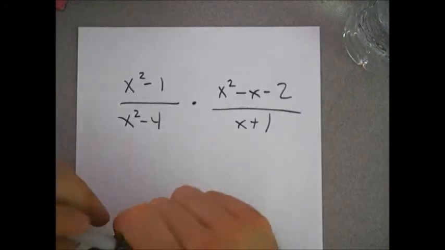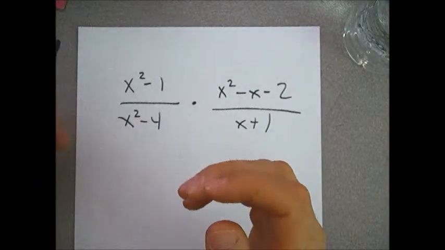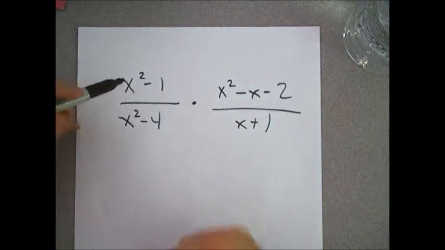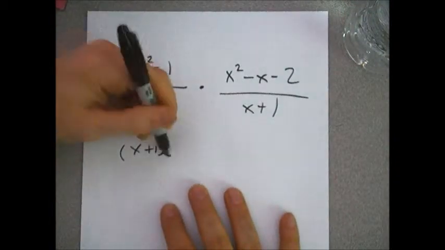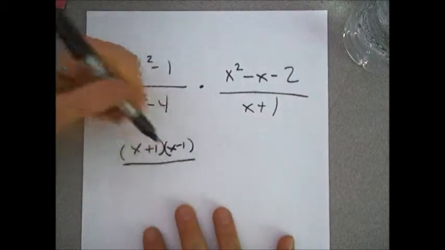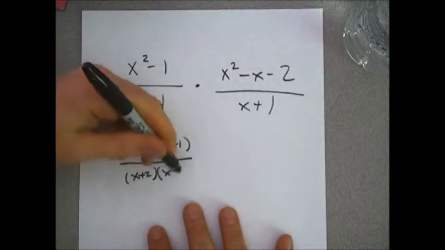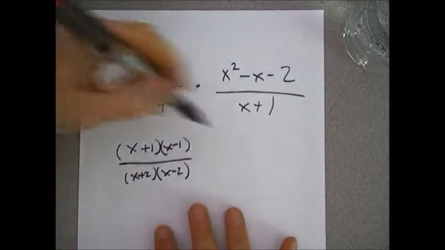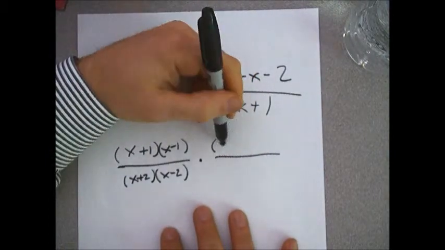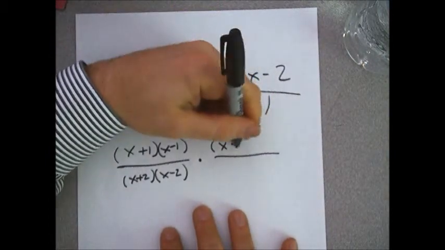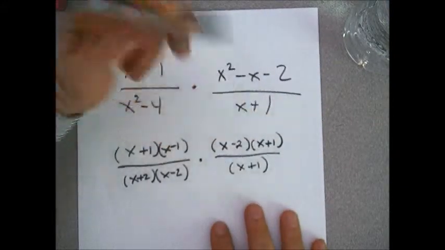Okay, this is number 16. I already copied it down. When you multiply, you factor and cancel. So top left corner turns into what? x plus 1, x minus 1. Bottom left corner turns into x plus 2, x minus 2. Top right corner turns into x minus 2, x plus 1. Bottom right corner, not going anywhere.